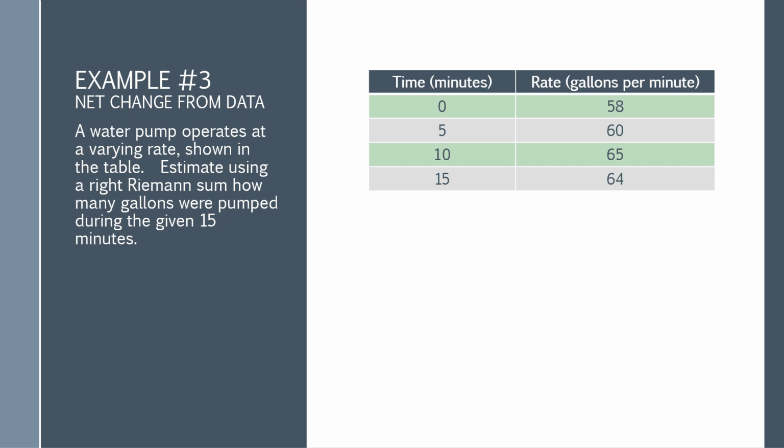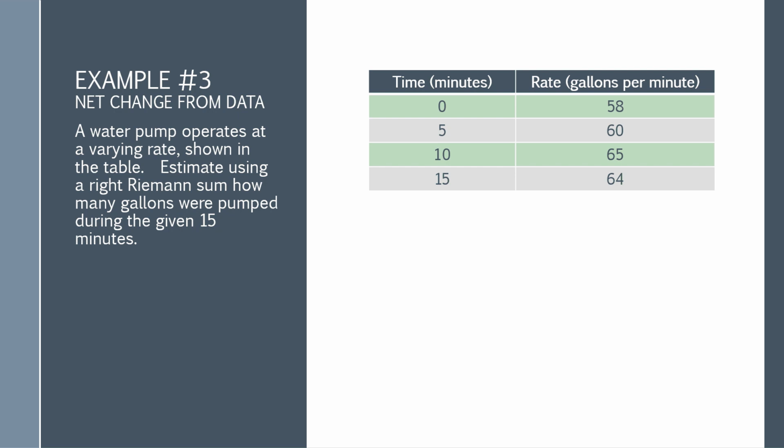Because of computers, we can measure it more accurately and more often, because the computers take the measurements and do all of this work for us. But this is the idea of how we measure. So we have a water pump operating at a varying rate shown in the table, and we're going to use a Riemann sum to estimate how many gallons were pumped during the 15 minutes.